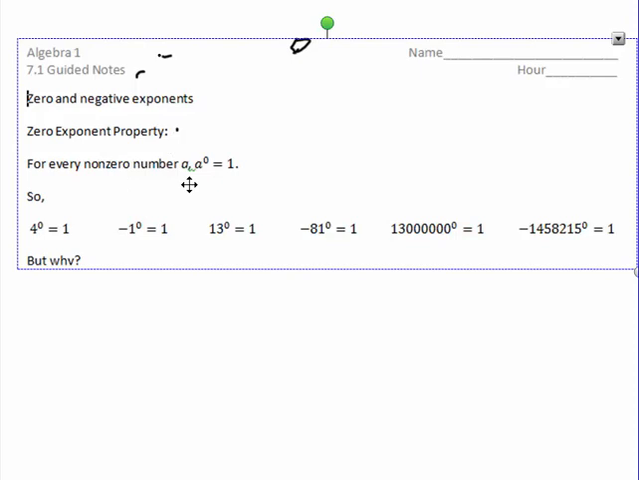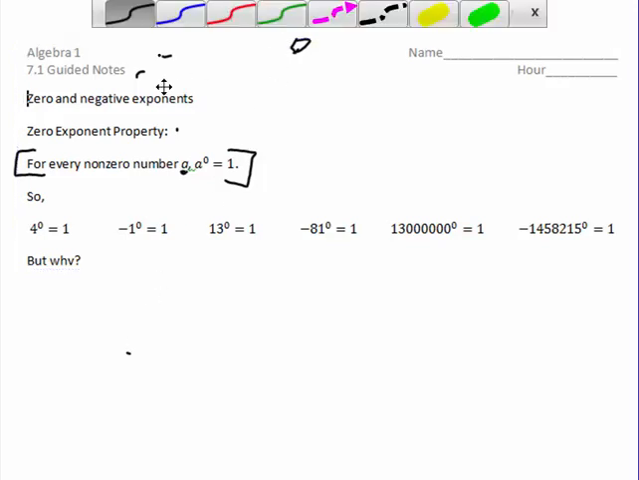The zero exponent property basically all that it says, it's pretty straightforward, is that for every non-zero number a, so any number, any number a to the 0 equals 1. This is what the property is actually telling you. So it means any non-zero number, as long as it's not 0, any number that I take to the 0 power is 1.